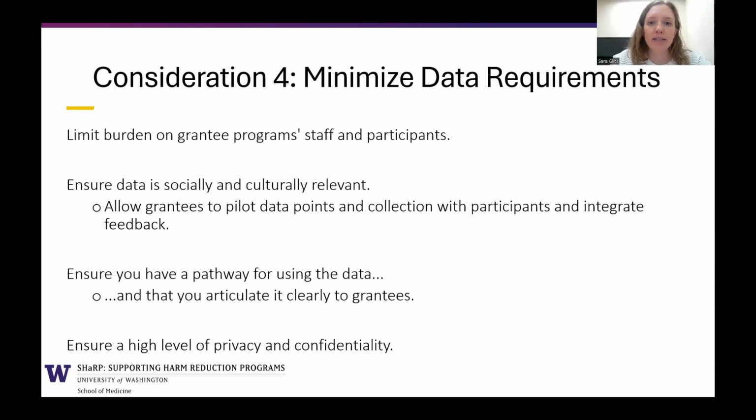We also ask that you be clear to yourself about how you are going to use the data, and then be clear to grantees about what that use is. This really helps with buy-in and data quality, as SSPs will be able to provide important local context for interpreting the findings. And then finally, minimizing data requirements is one way to protect participant privacy and their confidentiality. And just in general, the less data that SSPs need from participants, the better off they will be.